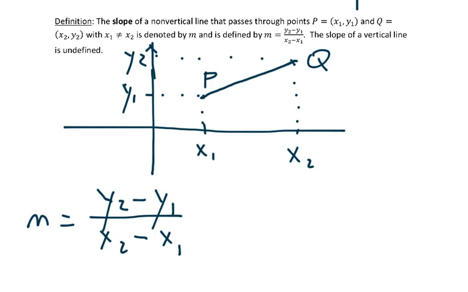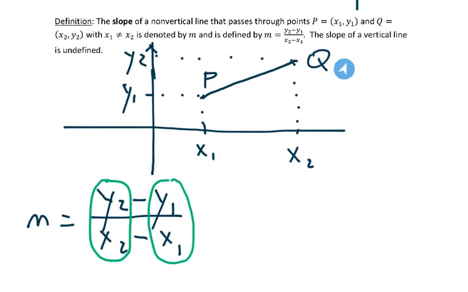I know some people know about rise over run. What I like to do is make sure the x and y coordinates of the same point are on top of each other, as you can see here. X2 and Y2 come from the same point, that's our Q, and X1, Y1, that's our P. So you can think of it that way when you're calculating the slope of a line segment.